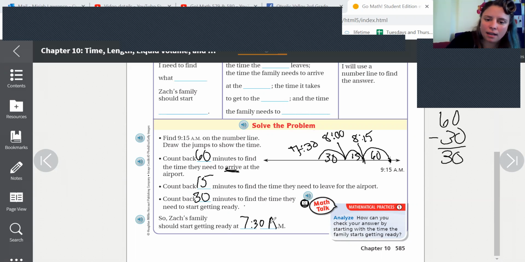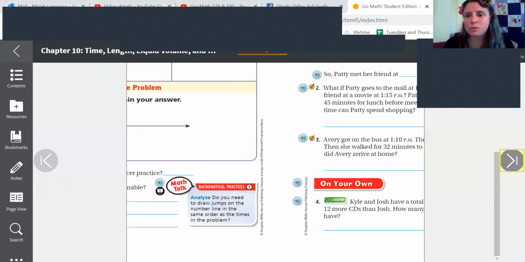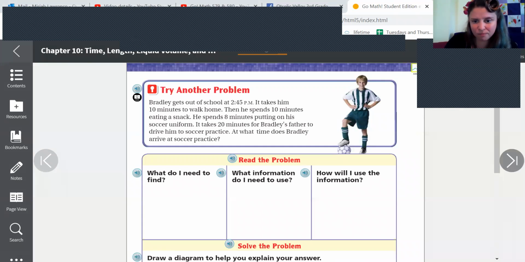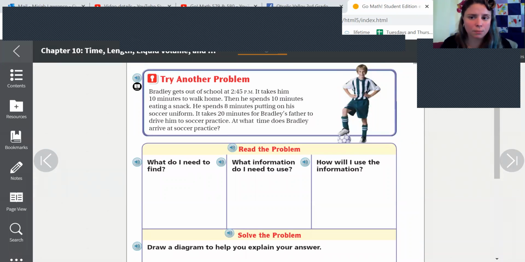7:30 a.m. We don't want to get ready at night, because we'll definitely miss our flight, or just be super early, which wouldn't be good either. All right, so just take some steps to try and figure those type of word problems out. That's why we can use a number line, okay? So we're going to use a number line again to try another problem.